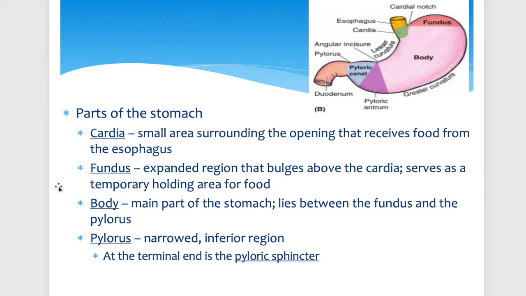Next, we have the fundus, which is this bulging up part here. It's going to be just a temporary holding area for food until it moves into the body of the stomach or the main part of the stomach. The end of the stomach here where it starts to narrow is called the pylorus. And at the end of it, we have the pyloric sphincter, which again is going to allow food to pass when it's ready into the duodenum of the small intestine, which is the next part of the GI tract.